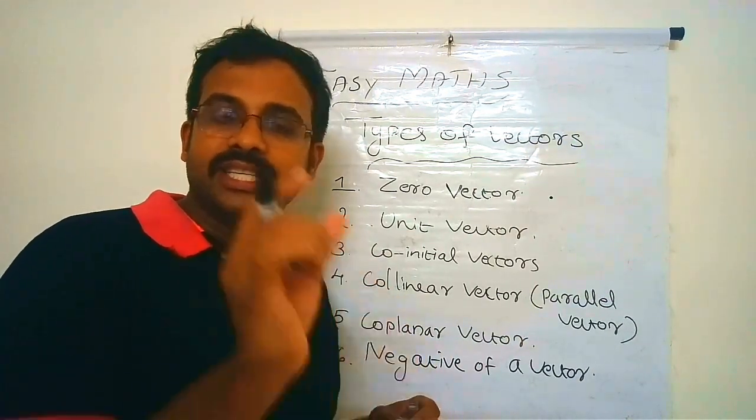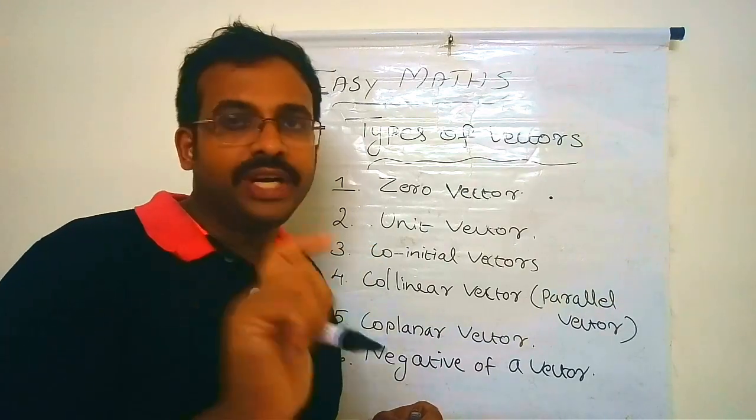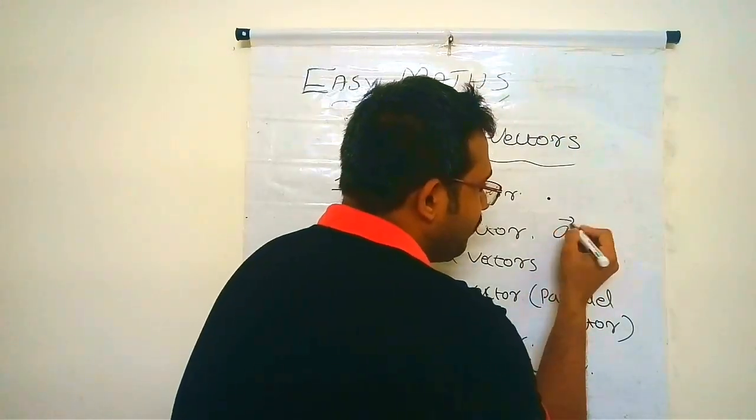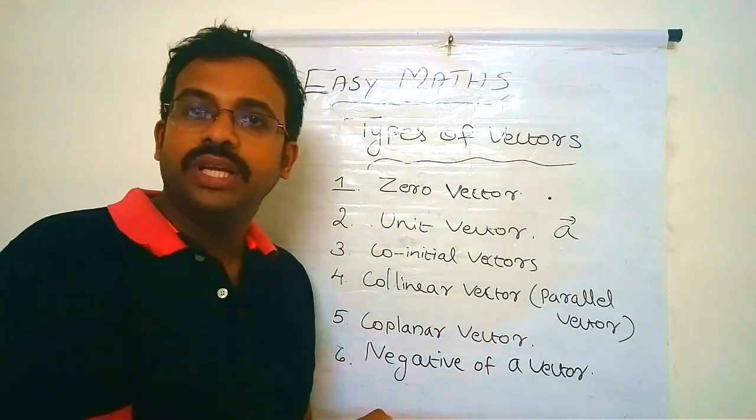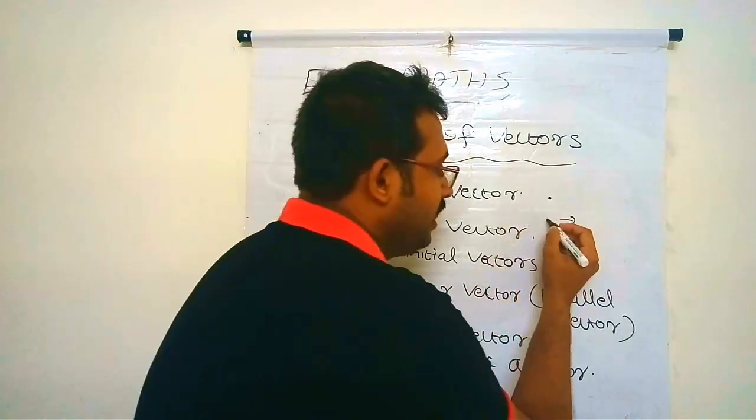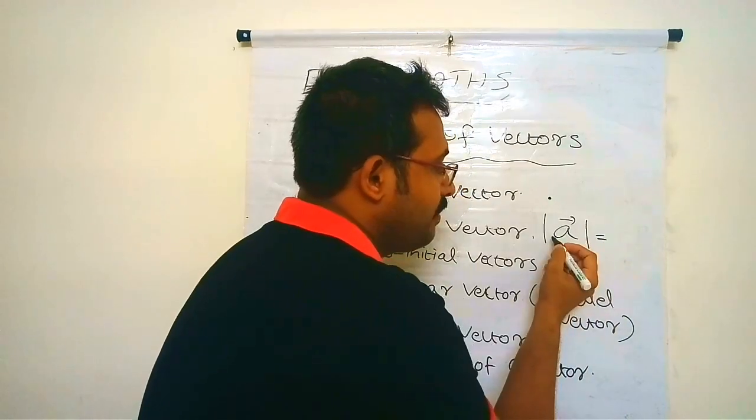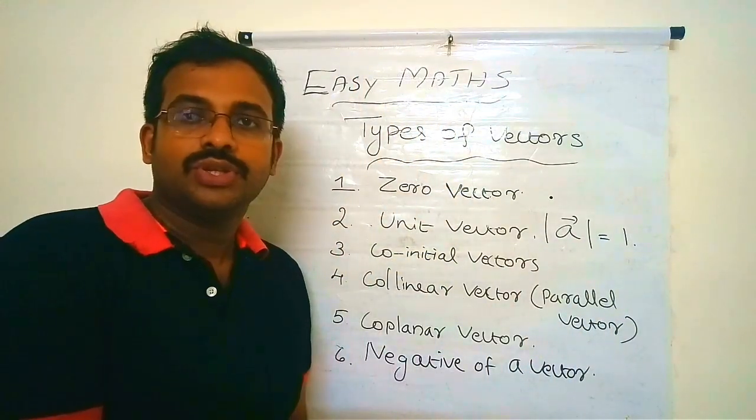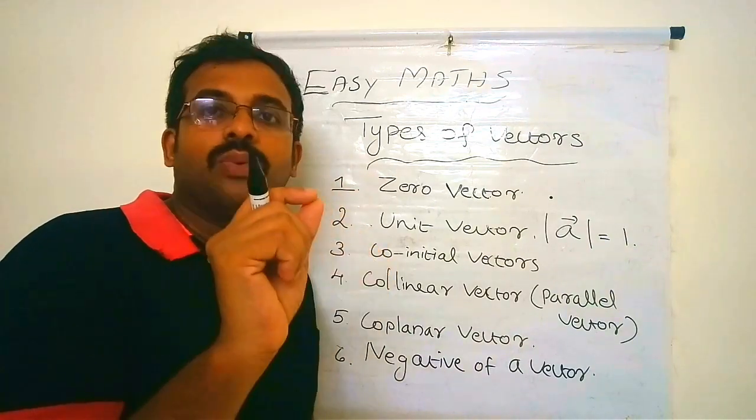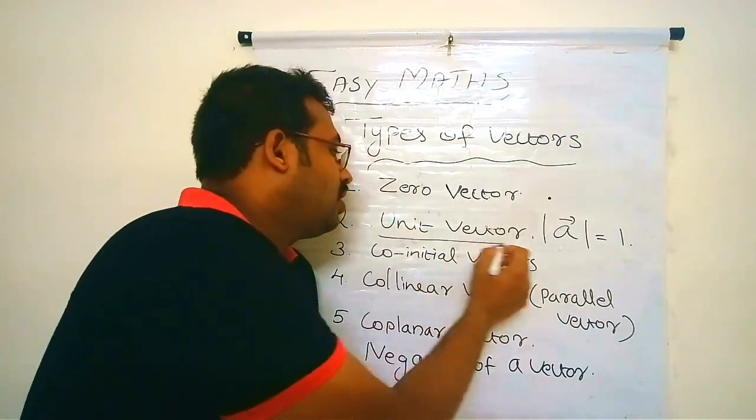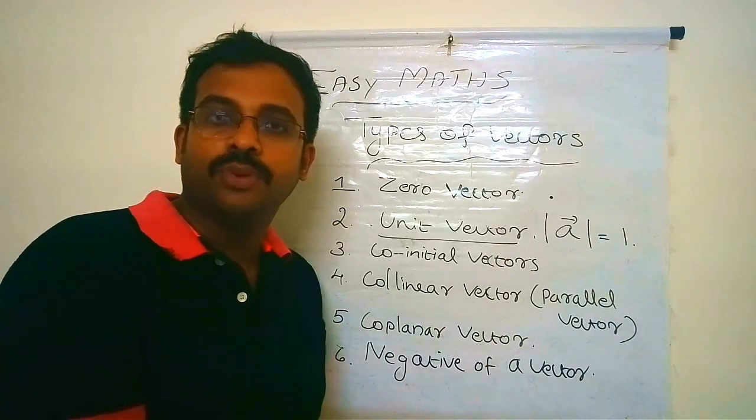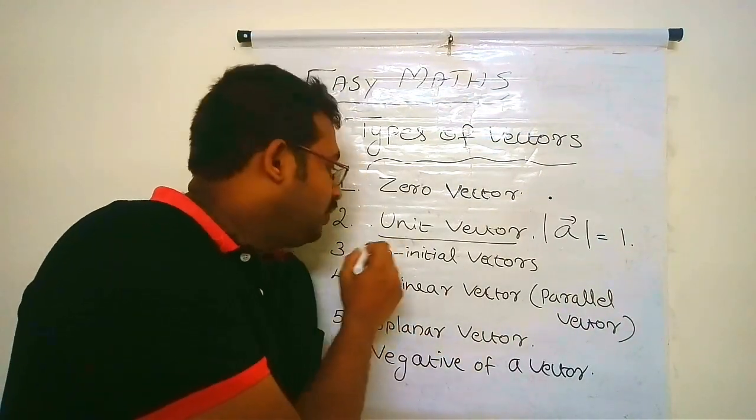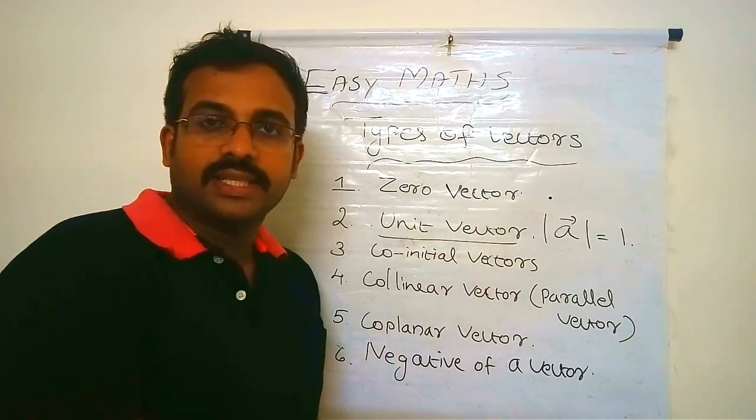The second one is a unit vector. A unit vector has magnitude unity, that is 1. A vector A bar is said to be a unit vector if its length, that is its magnitude, is 1 unit. So a vector whose length is 1 unit is called a unit vector.